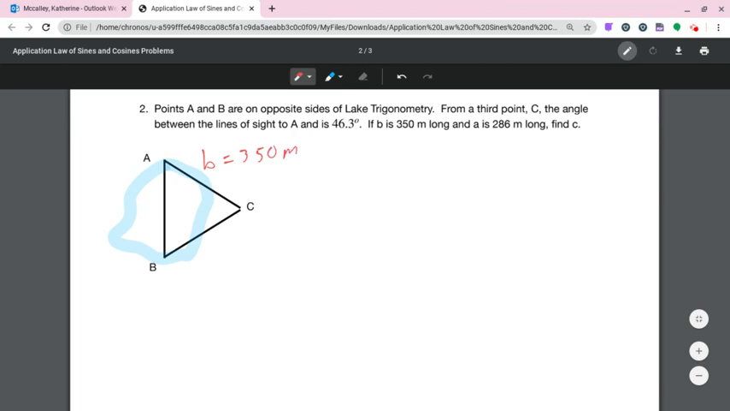I know that A is across from A. That is going to be what? 286, right? And it says, from a point C, the angle between the lines of sight A and, oh, there's a typo.